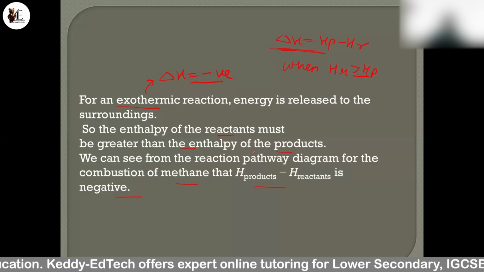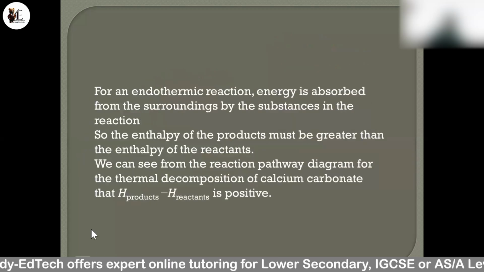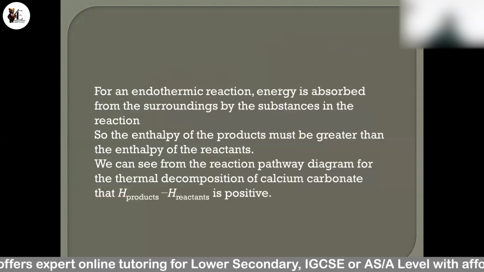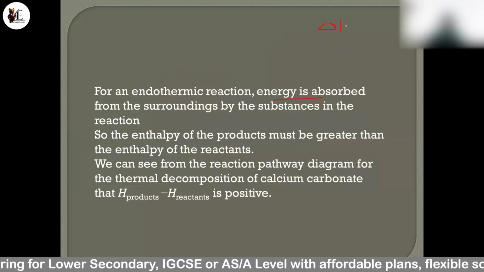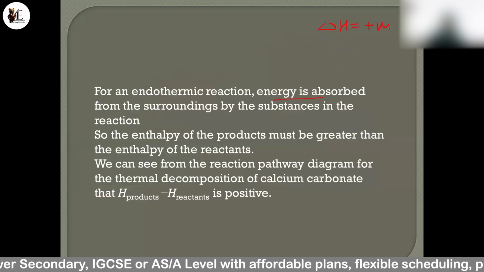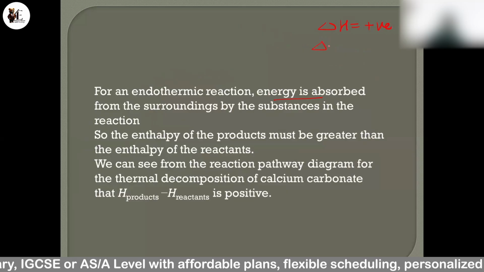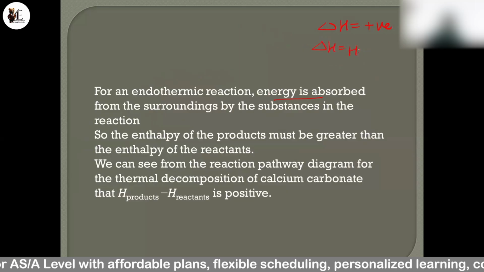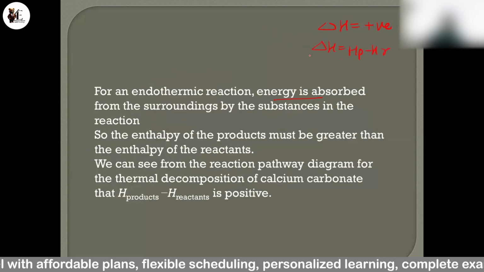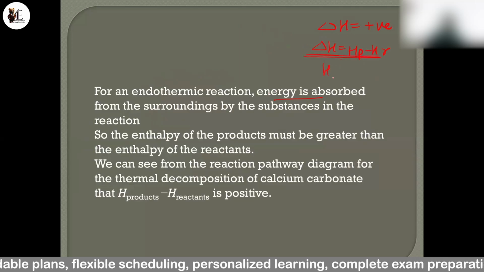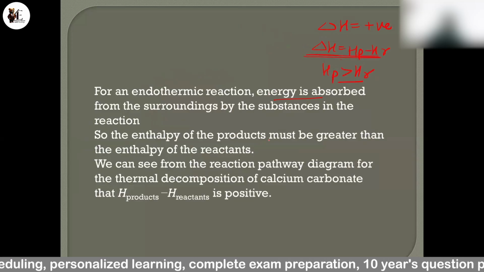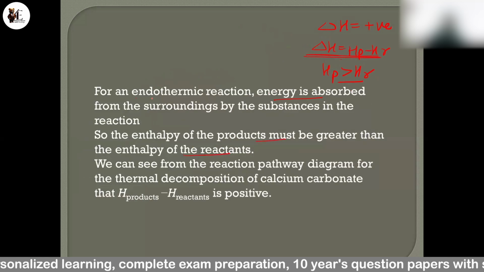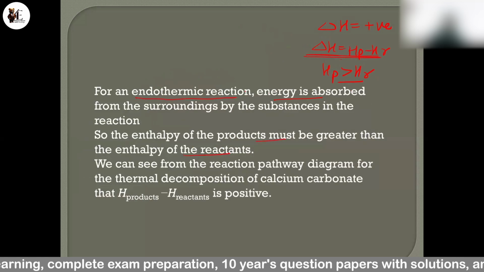Okay. So this is opposite in the case of an endothermic reaction. Energy is absorbed from the surrounding. So delta H should be positive in the case of an endothermic reaction. The formula to calculate is HP minus HR. So this equation comes positive only when HP is greater than HR. That means enthalpy of product should be greater than enthalpy of reactant in the case of an endothermic reaction.